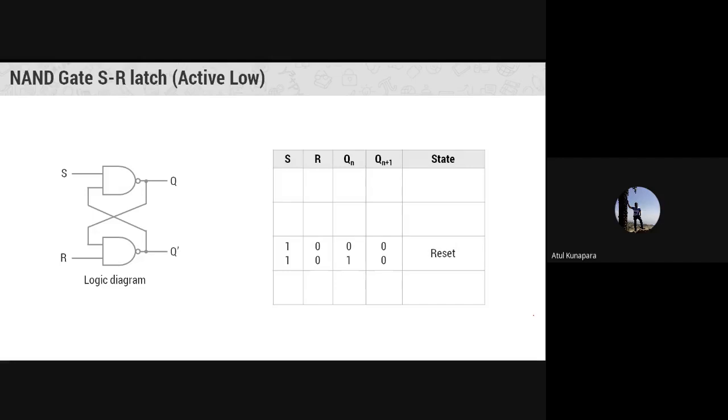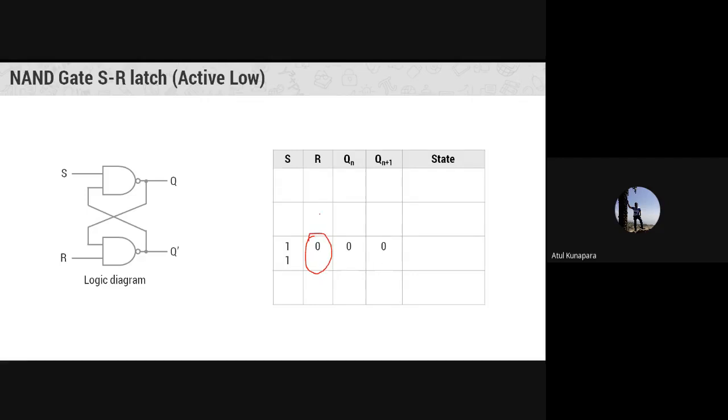But in this case, when you are using a NAND gate SR latch, it's doing the reverse. When you are putting logic low, it is acting on the circuit. That means right now you can see in this combination, when we have kept R equal to 0, for the case when R equal to 0, it's going to reset, not when R equal to 1.